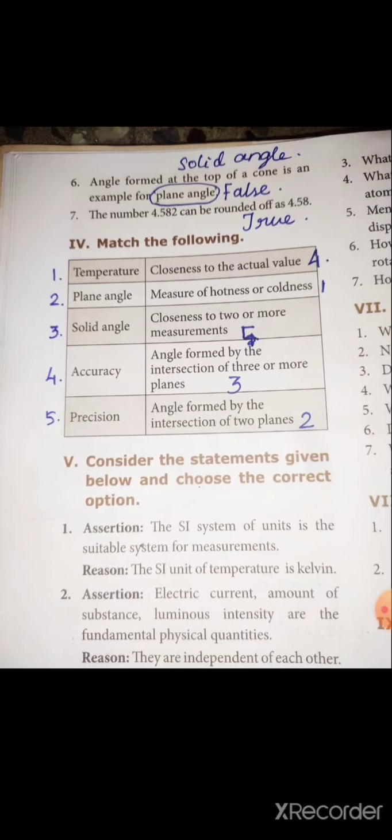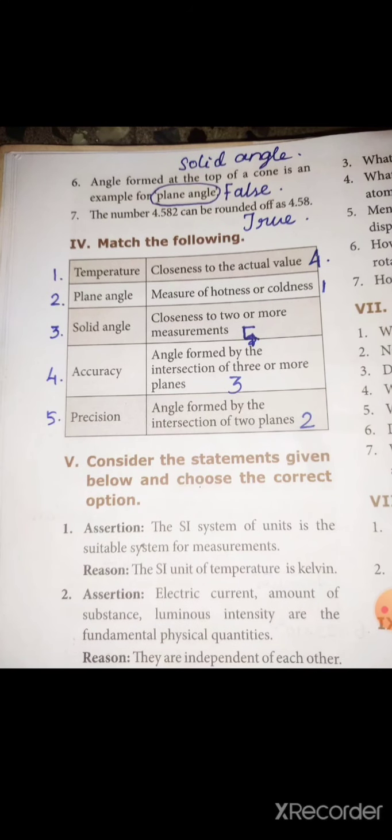Then sixth one, the angle formed at the top of a cone is an example of plane angle. False, because the top of the cone is three-dimensional. So that is solid angle. This is the correct answer. We have to write it in our book.